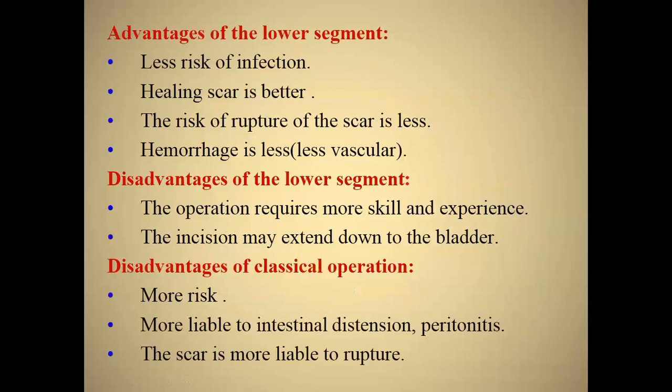The advantages of lower uterine segment cesarean section, as I mentioned: less risk of infection, better healing, less risk of rupture of the scar in successive pregnancy, and less hemorrhage. The disadvantage of the lower segment is that the operation requires a skilled person because I should dissect the lower segment from the adherent bladder, and the incision may extend down to the bladder. Sometimes, if you don't extend it by yourself by manipulating, as we mentioned with the inverted T or the lateral edges, it may extend to the bladder and cause injury to the bladder.